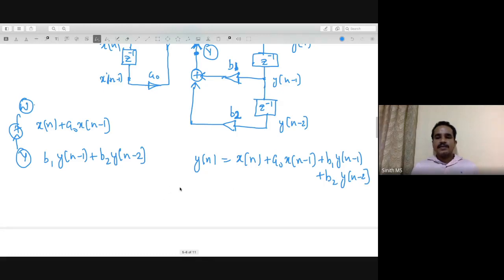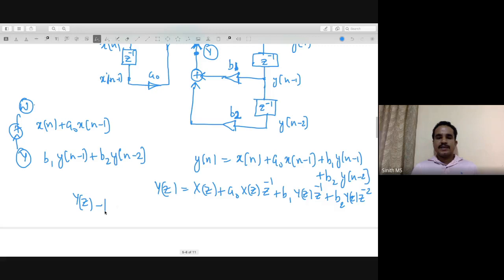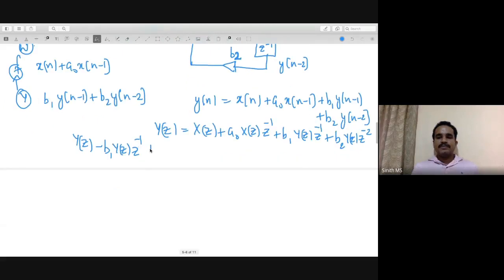Now this you can write as, suppose you take a transform of this, it becomes Y(z) equals X(z) plus a0 X(z) into z raised to minus 1 plus b1 Y(z) into z raised to minus 1 plus b2 Y(z) into z raised to minus 2. So from this you take Y(z) to one side. You have Y(z) here, and minus b1 Y(z) you can take to this side, and b2 Y(z) z raised to minus 2 also you can take to this side, and on that side you have X(z) plus a0 X(z) z inverse. That's all.